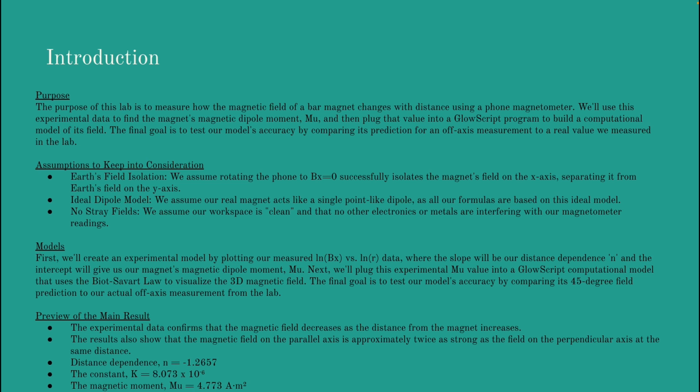Some assumptions to keep into consideration. We want to make sure we're assuming that rotating the phone to Bx equals 0 successfully isolates the magnet's field on the x-axis, separating it from the Earth's field on the y-axis. So we're basically isolating the Earth's field.